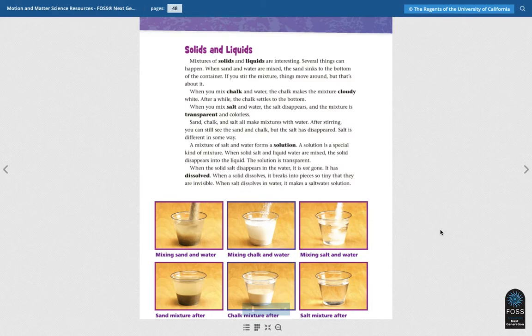When solid salt and liquid are mixed together, the solid disappears into the liquid. The solution is transparent. When the solid salt disappears into the water, it is not gone. It has simply dissolved. When a solid dissolves, it breaks into pieces so tiny that they are invisible. When salt dissolves in water, it makes a saltwater solution.